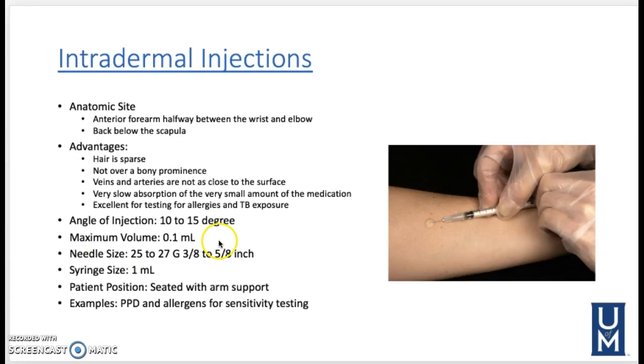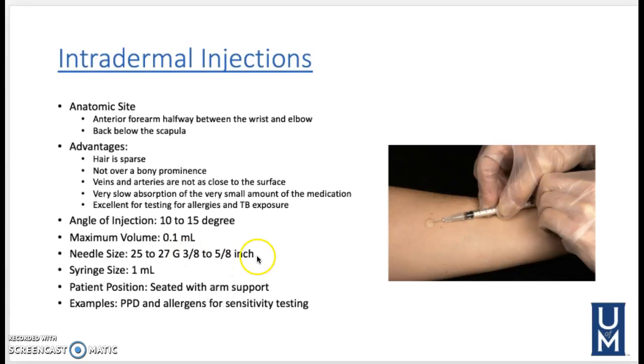The maximum volume allowed for intradermal injection is 0.1 milliliters. This is tiny, guys. So a very, very small amount. The needle size is going to be 25 to 27 gauge. Remember, the bigger the number, the smaller the needle.